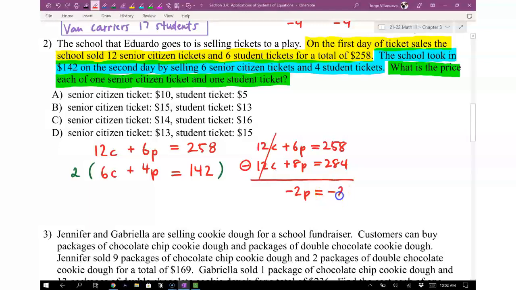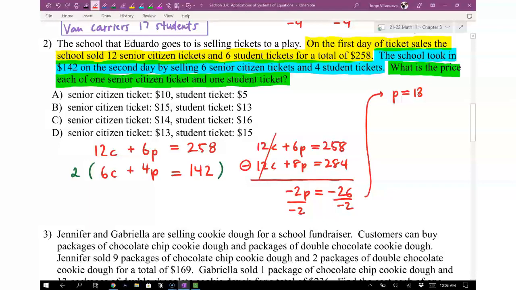But here we go. Minus 26. That's my answer. 258 minus 284 minus 26. If I divide both sides by negative 2, I get that P is equal to 13. So how much money does one student ticket cost? 13 bucks. Right? I just got to figure out the senior citizen ones.